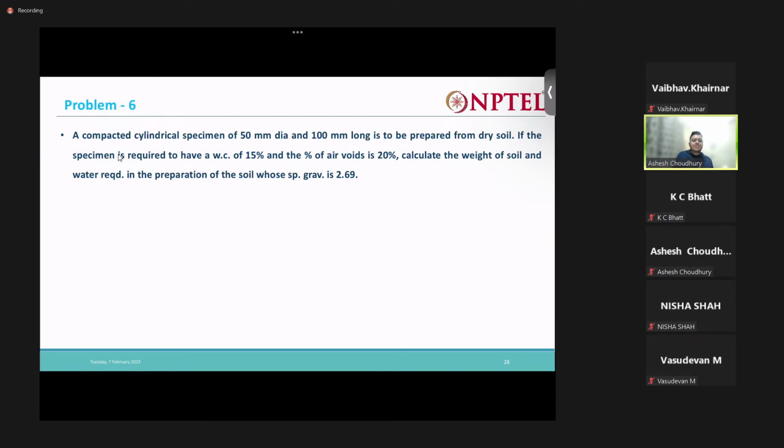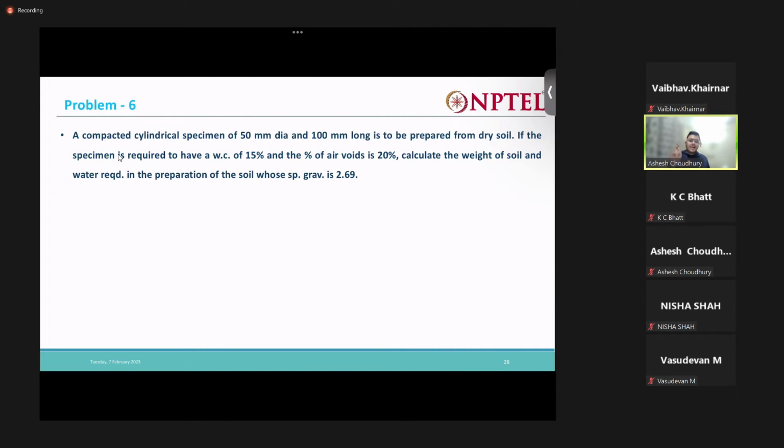So we need to prepare this sample. The dimensions of the compacted cylinder are given to us, and two more criteria are mentioned. The specimen is required to have a water content of 15%, and the percentage of air voids should be 20%. So these are the things that we know. Now to prepare the sample, one more thing we should determine is the weight of the soil and the water, so that we can make this specimen, right?